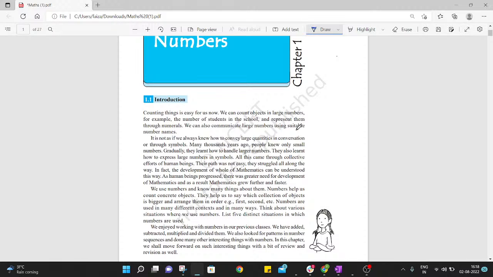So, I really like this statement. Let me highlight this because this is really important. All this came through collective efforts of human beings. You know what? Why is this important? Why have I underlined this? Because you have to understand that whatever we are going to achieve in our life, we can always achieve using collective efforts. Like we can always be in unity.